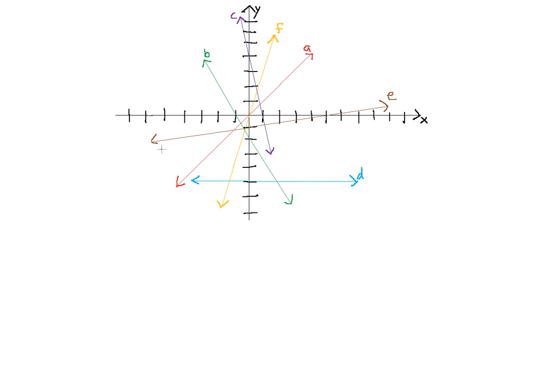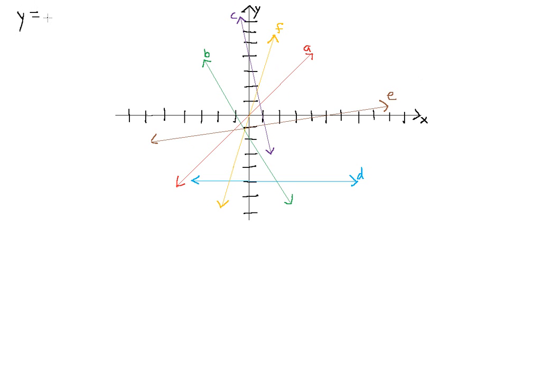Welcome back. We're talking about slope-intercept form. Here we're given the graph of several lines, and we want to find the linear equation that describes each line and put it in slope-intercept form. Now let's get a quick refresher of what slope-intercept form is.